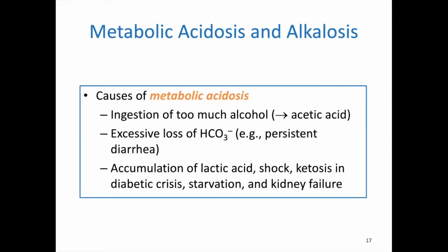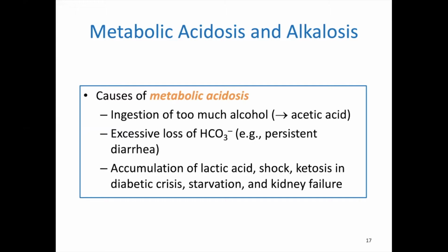So, what are our causes of metabolic acidosis? Things like ingesting too much alcohol. Alcohol is converted into acetic acid, in which then we have a lot of acid building up within the system. So that would be a good example of metabolic acidosis. We also have excessive loss of bicarbonate. So if we are persistently having diarrhea and getting rid of bicarbonate, you will also see metabolic acidosis.